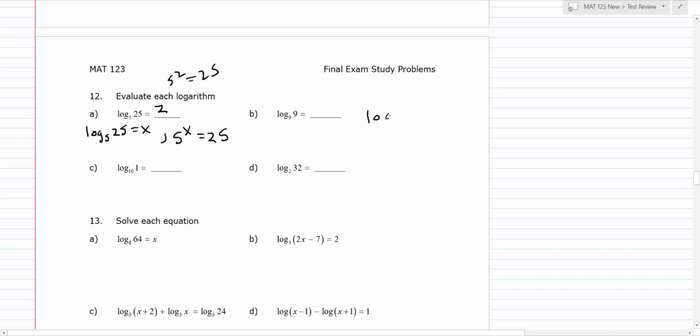Okay, this one you can go like this. Log base 9 of 9 equals x. 9 to the x equals 9. So what power of 9 is 9? That answer is 1. You can do these in your head if you want to.